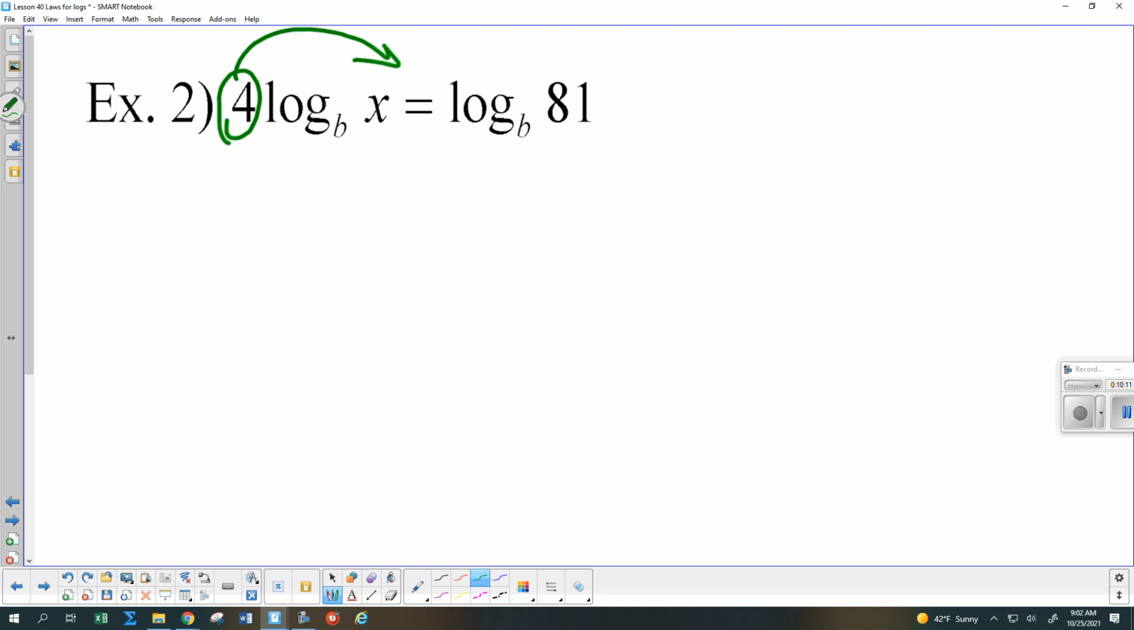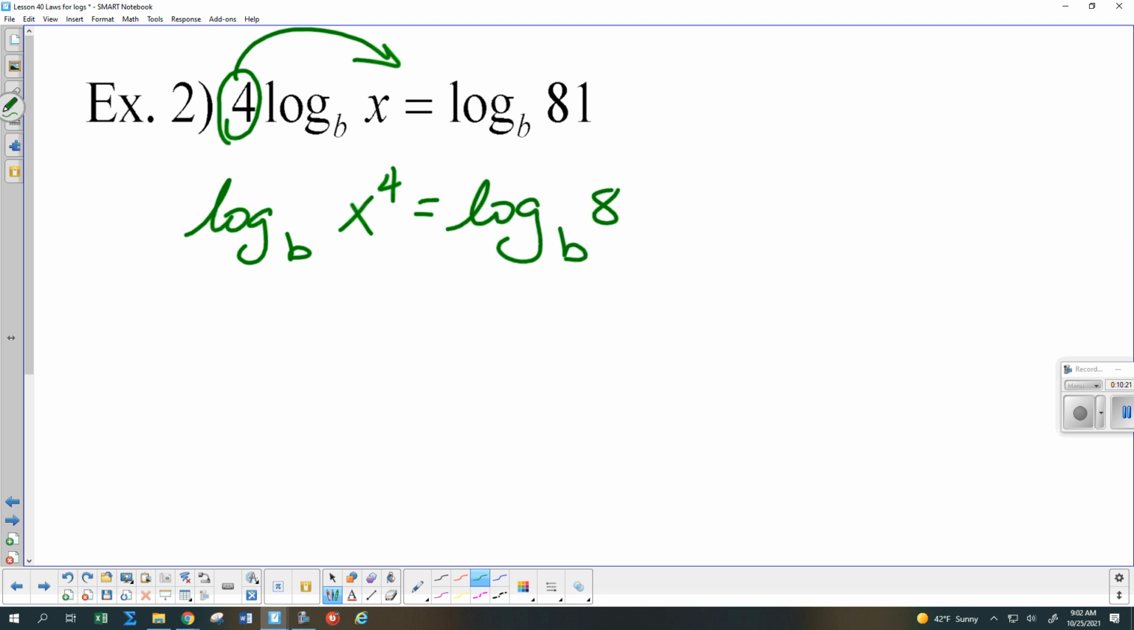When we have it out in the front, it means we're raising the argument to that power. So we have log base b of x to the fourth equals log base b of 81. I have log b equals log b, so my arguments are equal. Or I think of it as exponentiating both sides. Both of those are now exponents for b, and b to the log b cancels out. If x to the fourth is 81, what can x be?